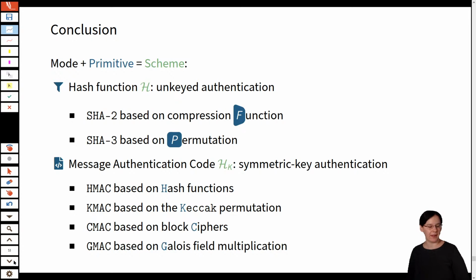And for MACs, we very briefly looked at 4 different MACs, each based on one letter of the alphabet plus MAC. And the one letter gives you a reminder of what's inside. So there's HMAC with hash functions inside. There's KMAC with the Keccak permutation inside. CMAC with a block cipher inside, or GMAC with a Galois field multiplication, which we'll talk about in one of the next lectures as its internal building block.